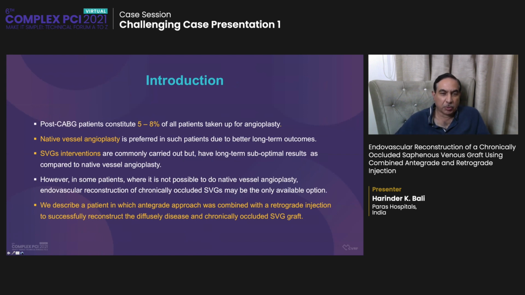Post-CABG patients constitute almost 5 to 8% of all patients taken for angioplasty. Native vessel angioplasty is preferred in most patients because it gives very good long-term results. SVG interventions are commonly carried out, but they do not have as good long-term results as native vessel angioplasty. However, in some patients where it is not possible to do native vessel angioplasty, endovascular reconstruction of chronically occluded SVGs may be the only available option. We describe a patient in which an antegrade approach was combined with a retrograde injection to successfully reconstruct the diffusely diseased and chronically occluded SVG.